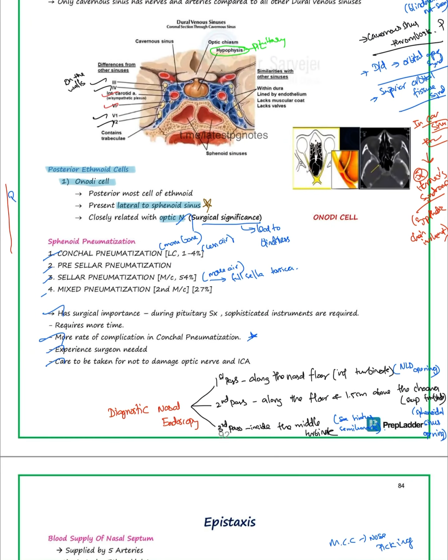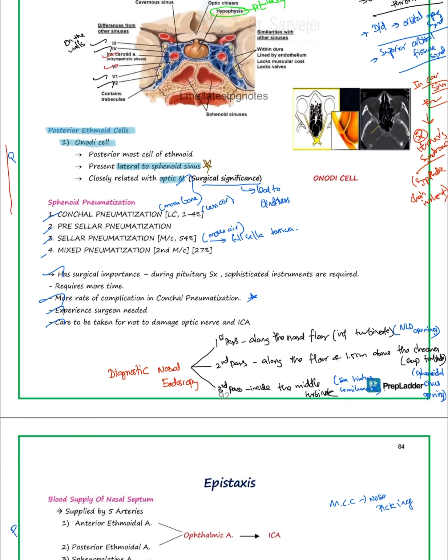Okay, sphenoid pneumatization can take place in types like conchal pneumatization, presellar pneumatization, sellar pneumatization, then mixed pneumatization. In sellar pneumatization, more air is present, whereas in conchal pneumatization, more bone and less air is present. As I said, this has surgical importance during pituitary surgery. Sophisticated instruments are required. There is a higher rate of complication in conchal pneumatization due to more bone. In case you need drilling, an experienced surgeon is needed, and care must be taken not to damage the optic nerve and ICA. Okay, thank you for watching the video, guys.